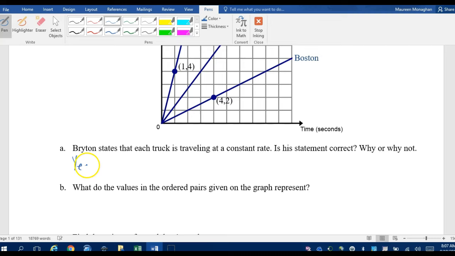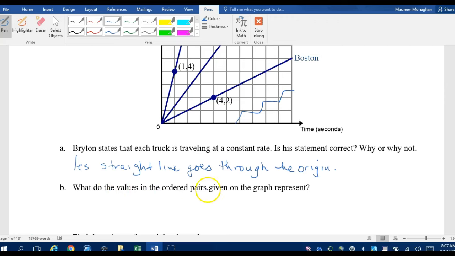Yes. And the 2 criteria are it's a straight line and it goes through the origin. There's your criteria. Goes through the origin. Okay, if it wasn't constant, we would have something like this. That wouldn't be constant. That's not a straight line.